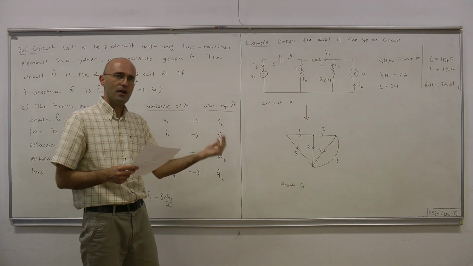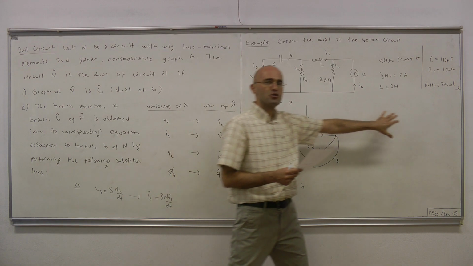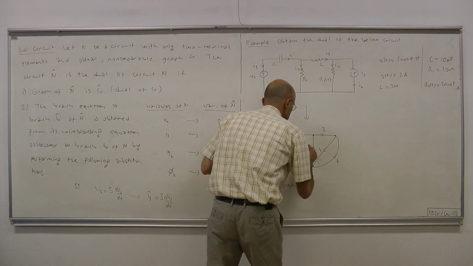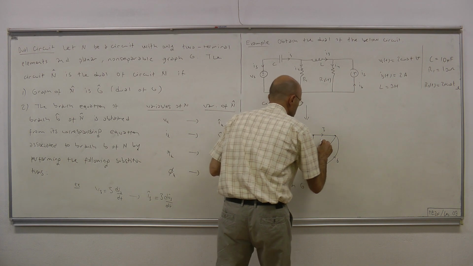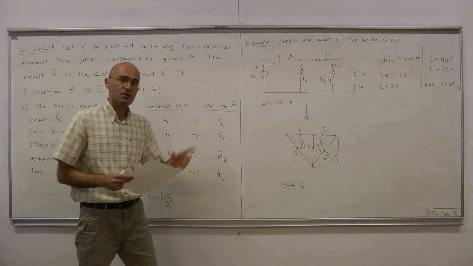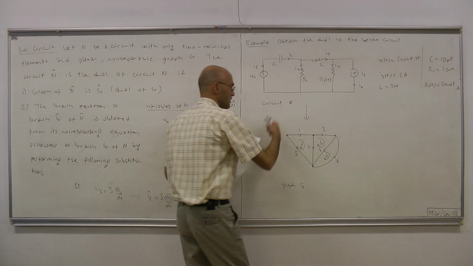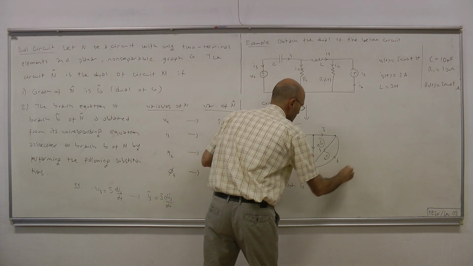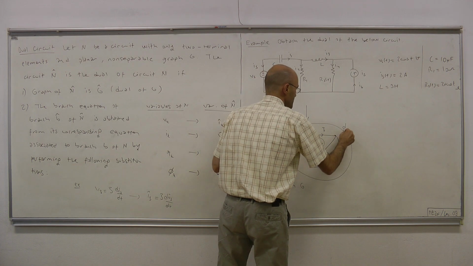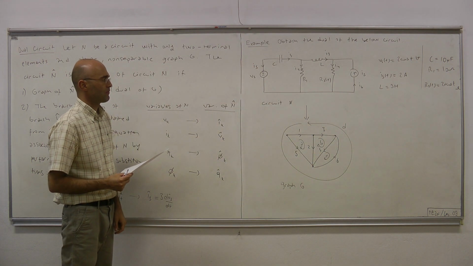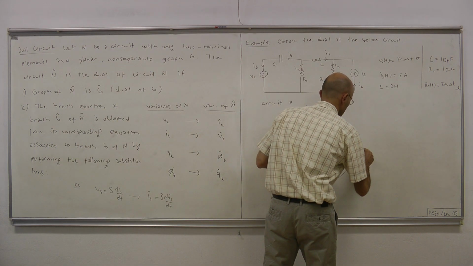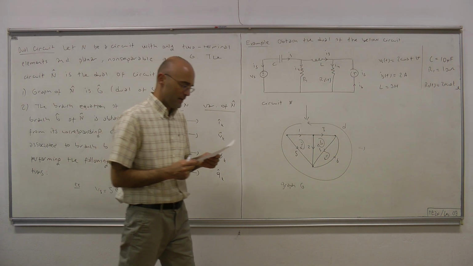How about the number of branches? Number of branches in this graph and this dual, they are the same. Okay. So this is mesh A, this is mesh B, this is mesh C. By convention, the directions are clockwise. And then we have the outer mesh. By convention, its direction is counterclockwise. Okay. And now it's really straightforward to obtain graph G hat.